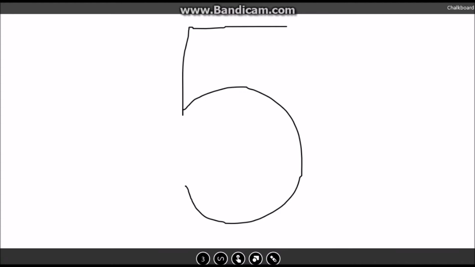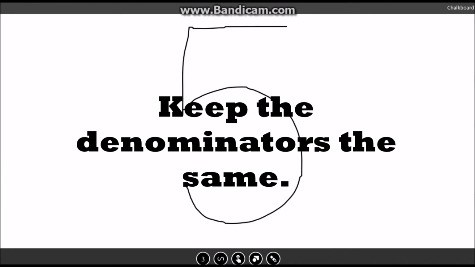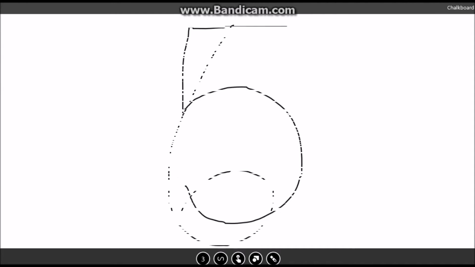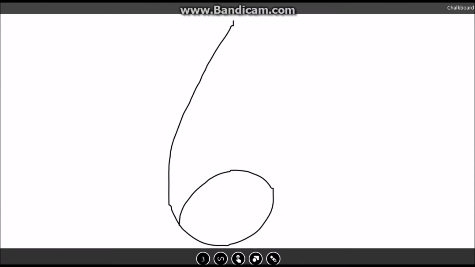Step 5 is a very simple step. You just have to keep the denominator the same in your answer. And step 6 is also a very simple step. All you have to do is subtract the numerators.